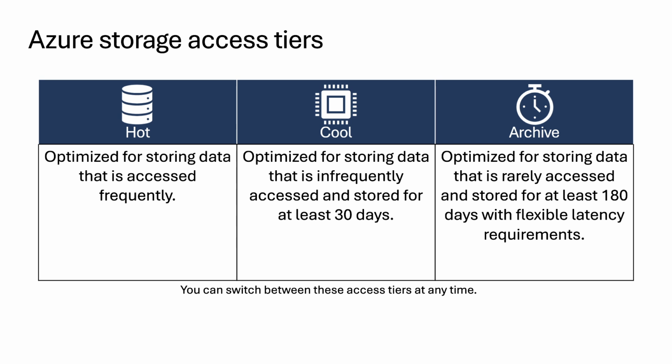And then we also have archive tier. It's optimized for storing data that is rarely accessed and stored for at least 180 days with flexible latency requirements. And you can switch between these access tiers at any time.